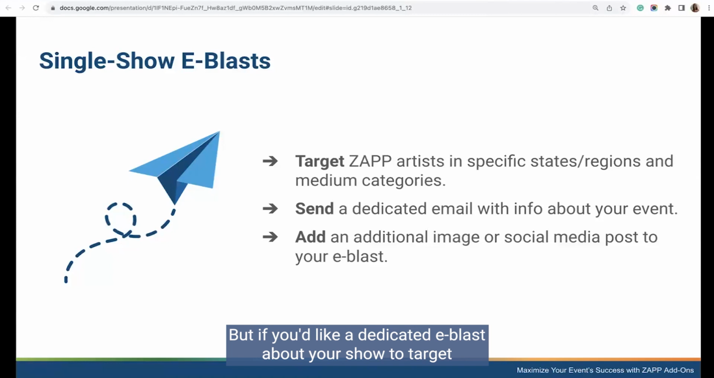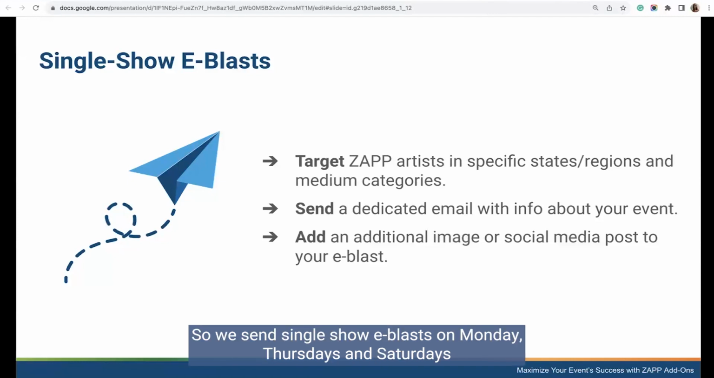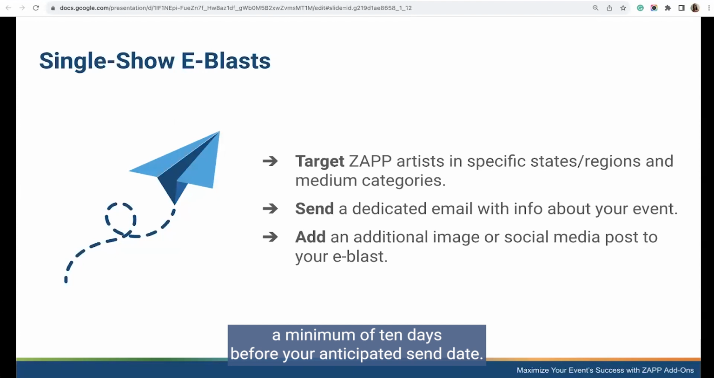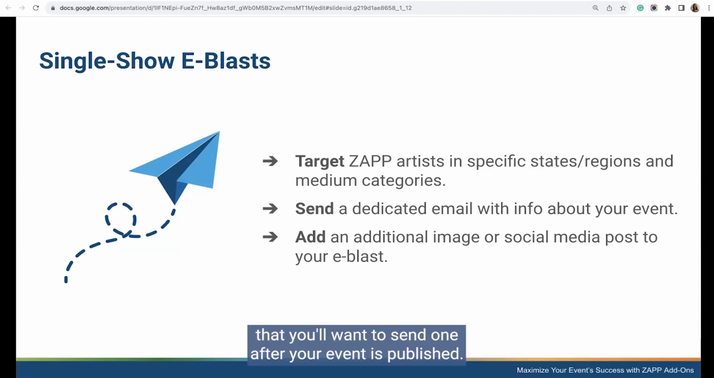But if you'd like a dedicated e-blast about your show to target ZAPP artists, you can purchase a single show e-blast. So we send single show e-blasts on Mondays, Thursdays, and Saturdays. When you purchase an e-blast, you're purchasing one date of an e-blast that's sent. You can request the e-blast a minimum of 10 days before your anticipated send date. They are reserved, though, on a first come, first served basis, so we recommend you request your e-blast as soon as you know that you'll want to send one after your event is published.